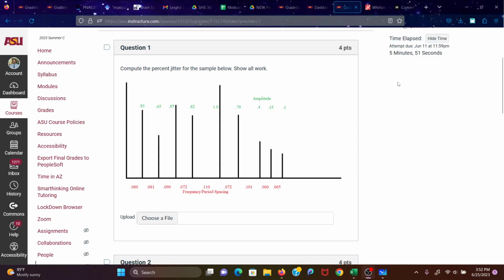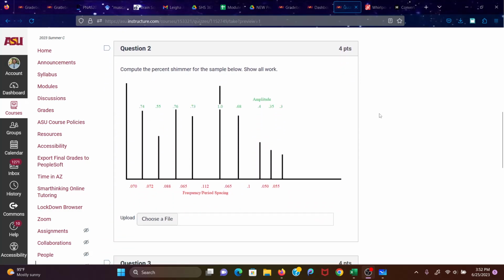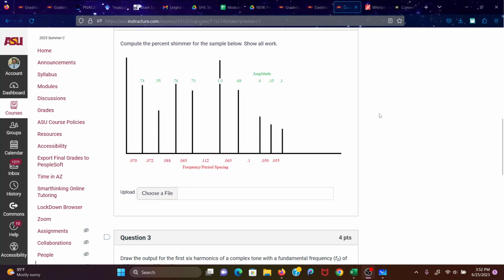Let's do this math. First thing that we want to do is let's take a look at the question. You're going to compute the percent jitter, and then the next thing you're going to do is compute the percent shimmer.